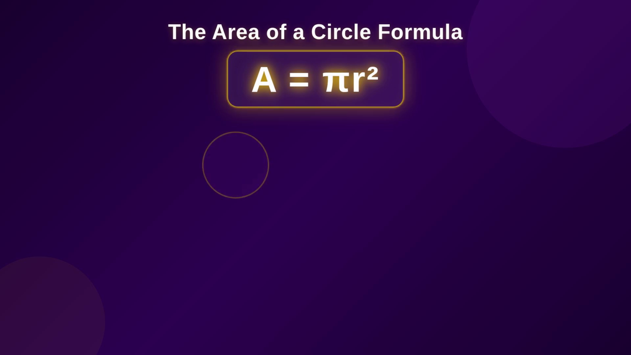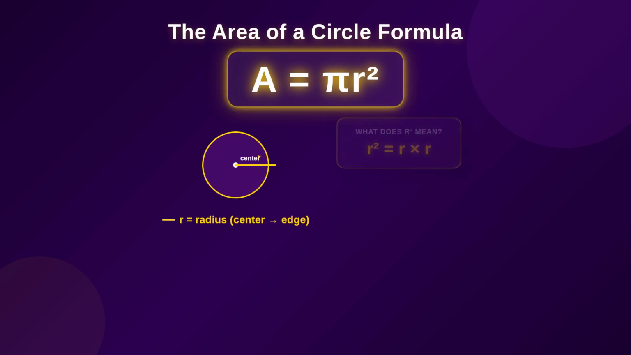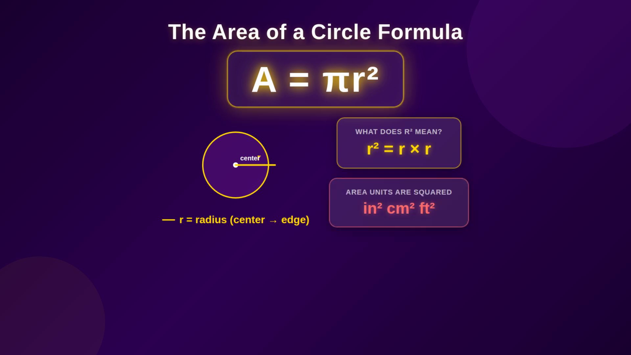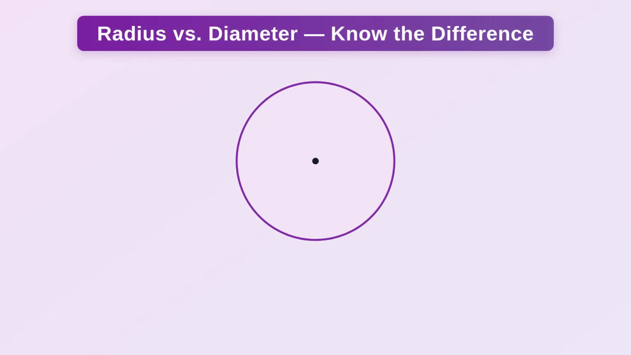Okay, here it is, the formula Maya needs. The area of a circle equals pi times r squared. A equals pi r squared. The r stands for the radius, which is the distance from the center of the circle to the edge. And r squared just means r times r. We multiply the radius by itself. That's it, 3 pieces: pi, the radius, and squaring it. Maya writes it on her hand so she won't forget. Smart move, Maya. Let's make sure we really understand what radius means before we dive into examples.